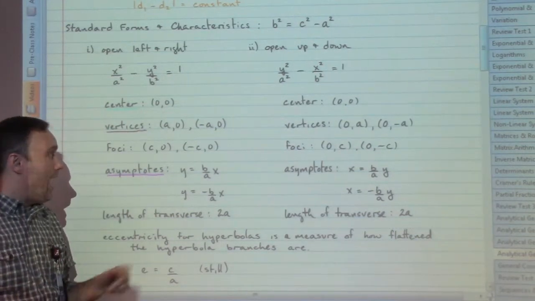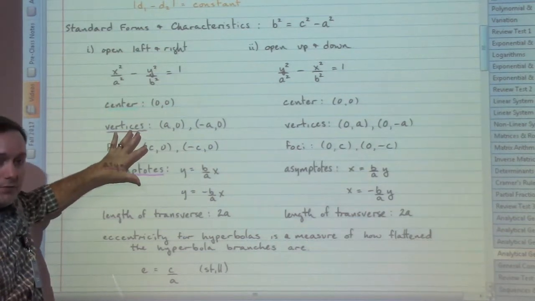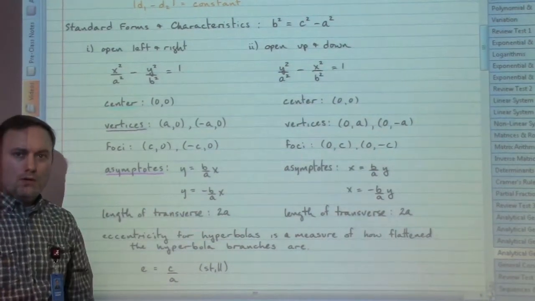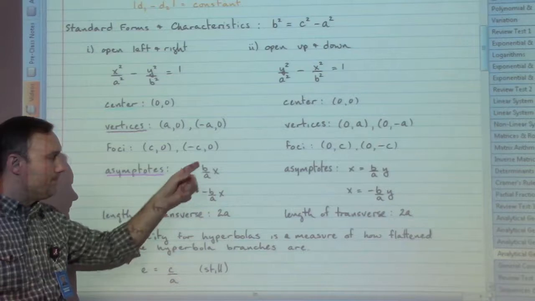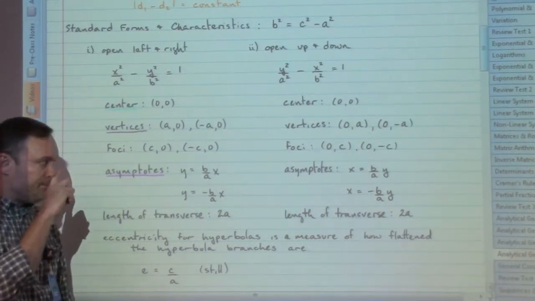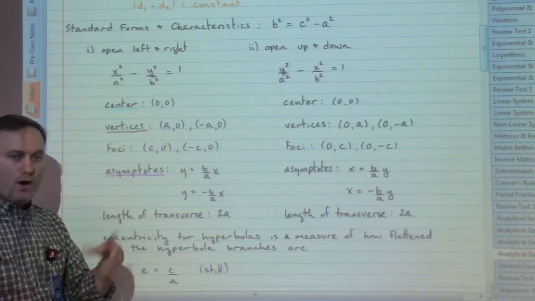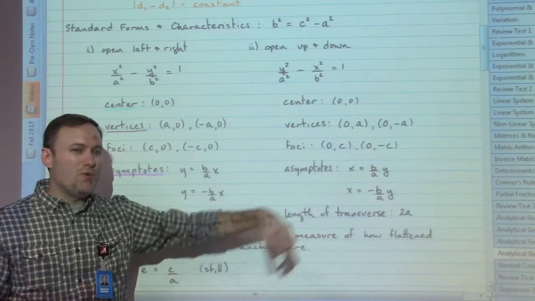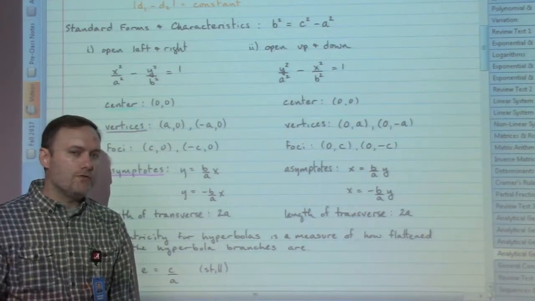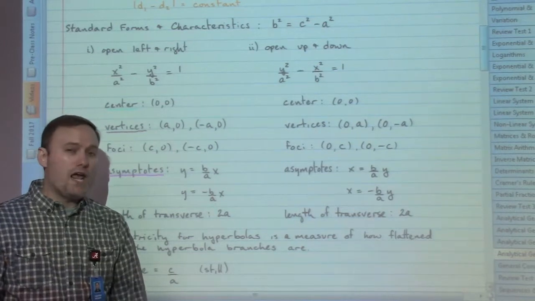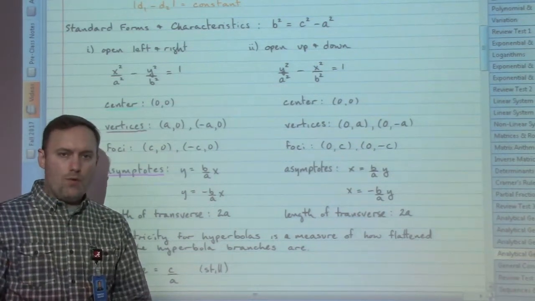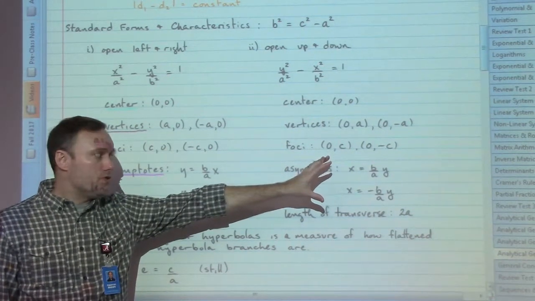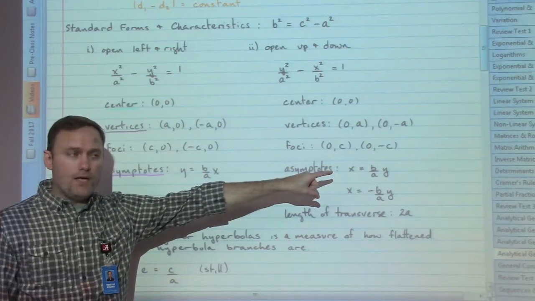The asymptotes at first in the open left-right situation use a normal y equals something x. What we've got going on here is a b over a. When we do our xy switcheroo, notice what I have written down here. I just literally did the xy switcheroo. That way I don't have to remember a brand new version for what those asymptotes look like. I can create it if I need to get a normal looking line y equals mx plus b. I can get that.